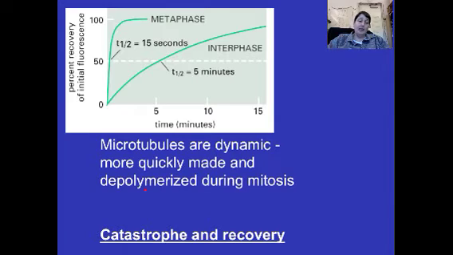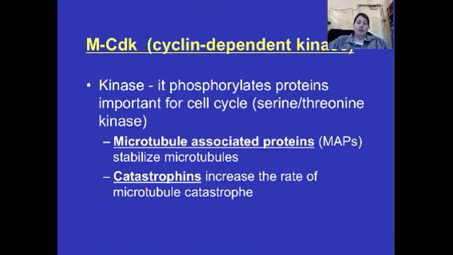So that's actually pretty stable, even though we're talking about them being polymerized and depolymerized. Because if you look at that and compare it to the other line, the T1/2, the half-life of a microtubule during metaphase is 15 seconds. That means they're being made, they're being rejected. They're being made, they're catastrophizing. So this is a constant process, and it's happening very, very quickly during metaphase. What regulates that? A lot of proteins that we don't talk about. There are microtubule-associated proteins, MAPs, and there are another set of proteins called catastrophins.